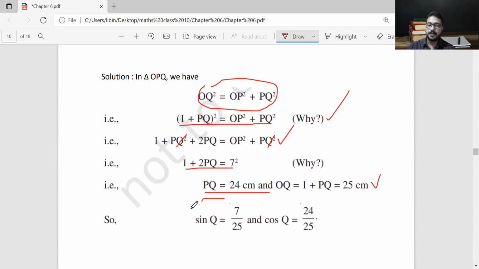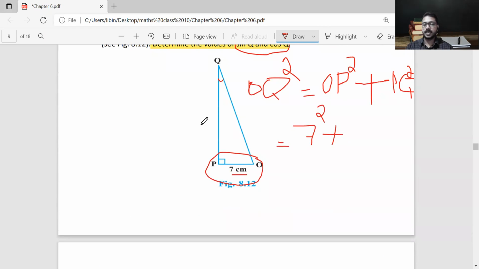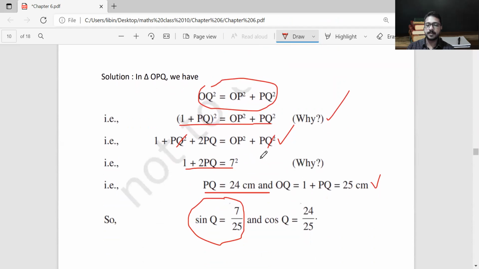7 by 25, and cos Q means adjacent side. Adjacent side here is PQ, and the value of PQ is 24. Therefore, cos Q is equal to adjacent side by hypotenuse. That is 24 divided by 25.